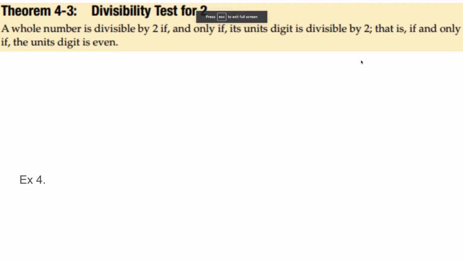So here are some rules. As you already said, for divisibility by 2, if the last digit, the unit digit, is an even number, which means that it is divisible by 2, then the whole number is divisible by 2, right? So if that number is even, it is divisible by 2.